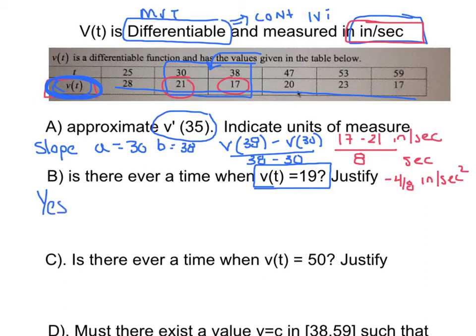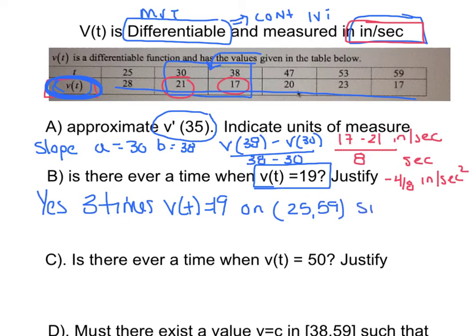And let's just work on that sentence. 3 times. Repeat it back. V of t equals 19. And let's see, that interval was 25 to 59. So I'm just saying that open interval, 25 to 59, since v of t is continuous.